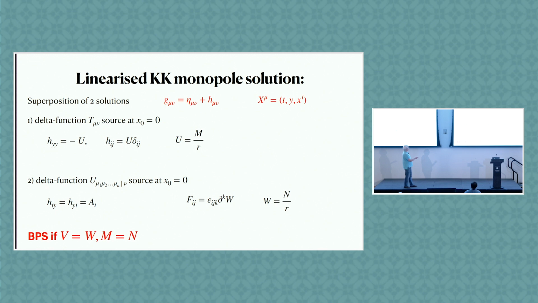This is the same U we had in the nonlinear gravitational instanton. And this corresponds to having a delta function source for T_mu nu. And the other one corresponds to having a delta function source for the dual graviton. And in this case, we have H given by A, where A is the vector field which is dual to a scalar which is n over r. And here, the solution is BPS if these quantities m and n are equal.